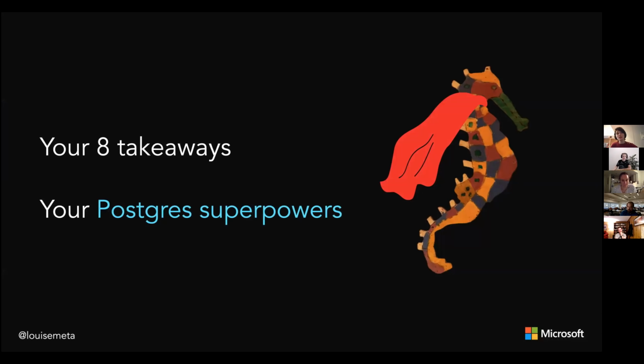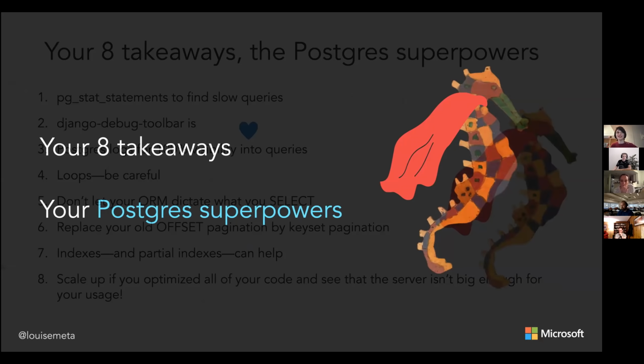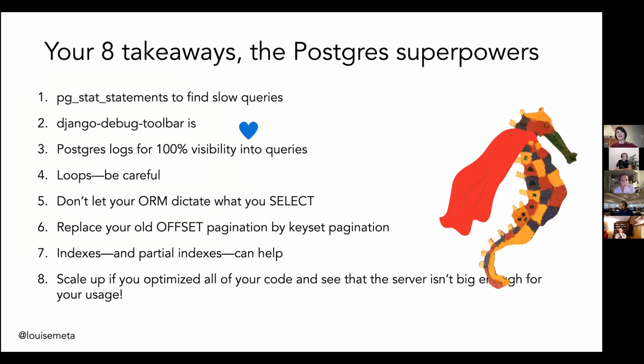So in conclusion, here are the 8 things that I hope you can take from this talk. The first is that pg_stat_statements will help you find your slow queries, but also your most used queries, because you have the number of calls, the count of executions of a query, and you have the time of the execution of your queries, so it can really help you figure out which queries are problematic in your app.